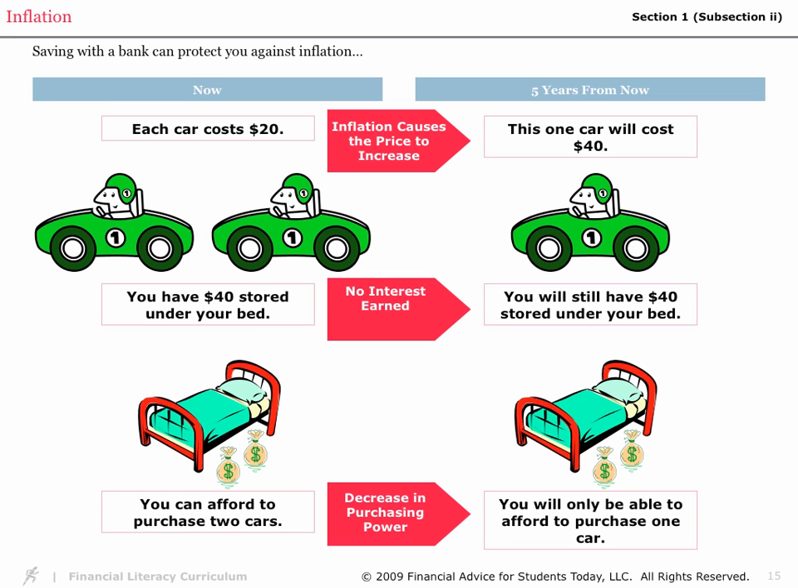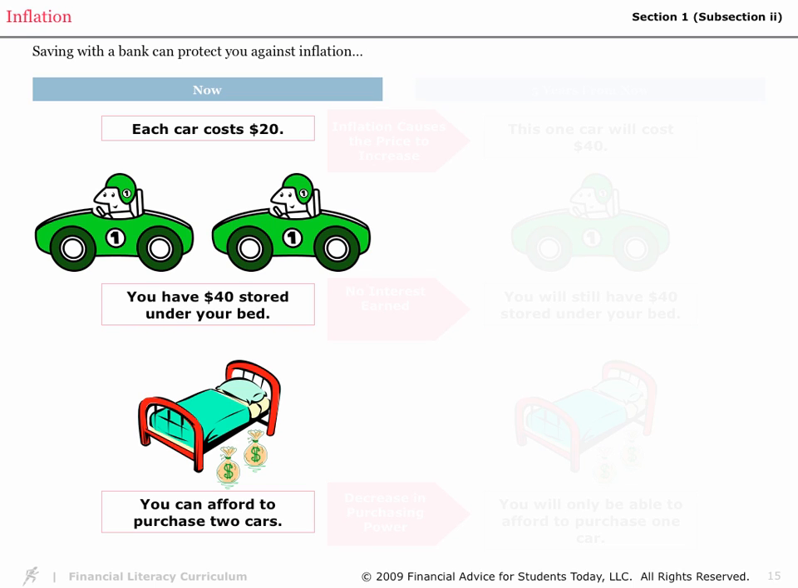Slide 15 introduces the concept of inflation, which is when the price of goods and services increases. Note that the figures in this example are for illustrative purposes and do not represent realistic data. Present the example to the class by first going over the information in the Now column, including the cost of each car, how much money you have, and how many cars you could afford to purchase.